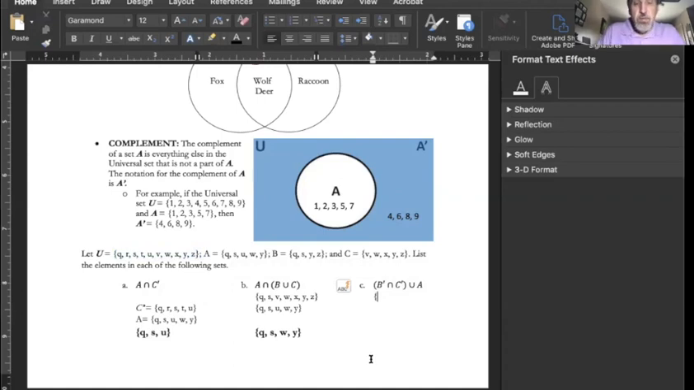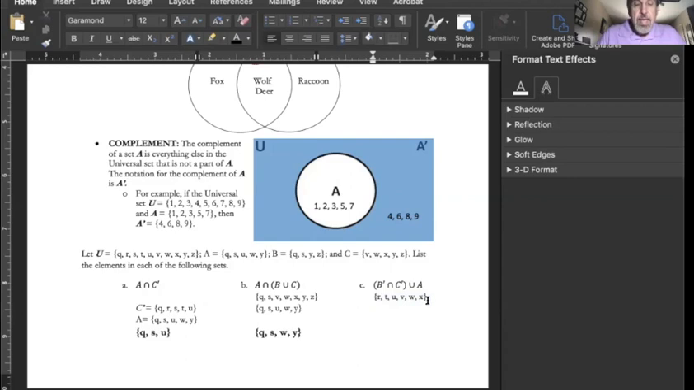So the stuff that is in B complement, in other words, is not in B, well, let's see, it has a Q, so R, and B has an S, so T, U, V, W, and X. R, T, U, V, W, X. That's the stuff that is in the universe, but not in B. So this is B complement. That's the first part, okay?